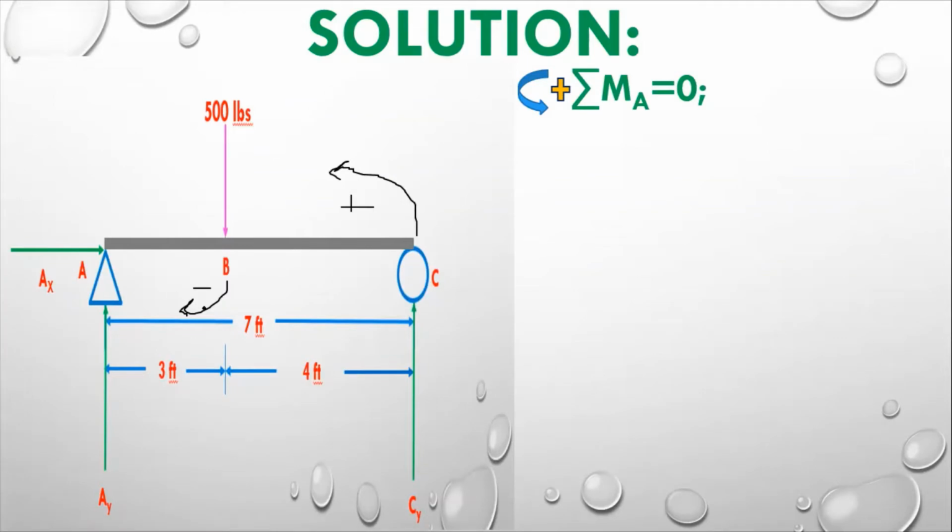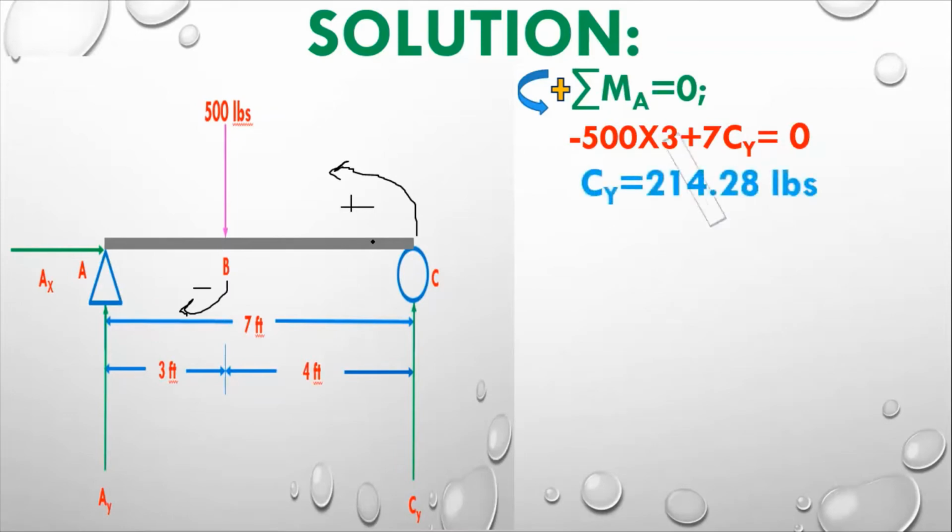So what does that mean? Minus 3 into 500 plus CY into 7 feet. This will be the equation: minus 500 into 3 plus CY into 7 equals 0. So I will get the value of CY from the summation of moments here. The CY value is 214.28 pounds.